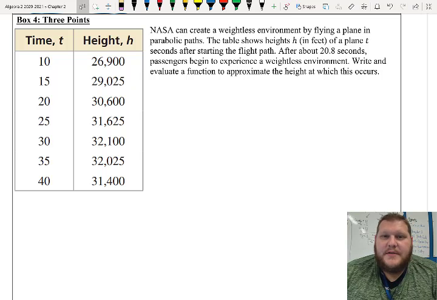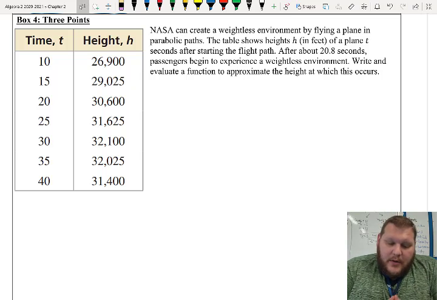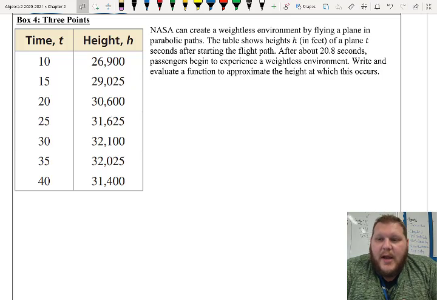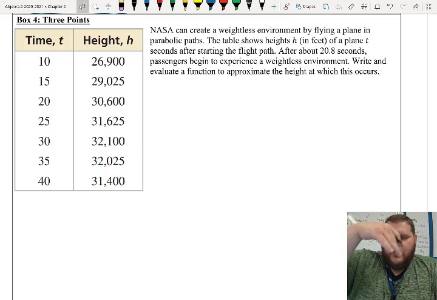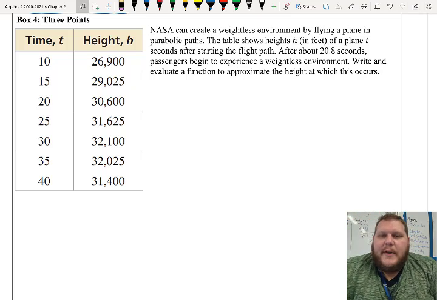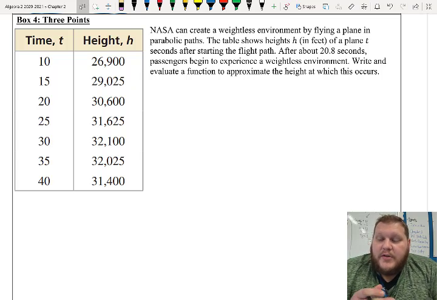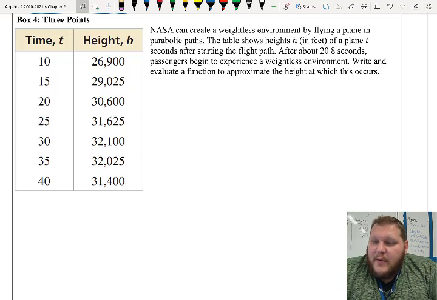All right, so for box 4, our very last one, we are working with a lot of information. We're given that NASA can create a weightless environment by flying a plane in parabolic paths. So kind of going up, reaching the peak, and during that peak, it creates this weightless environment. The table shows h, which is height in feet of the plane, t seconds after starting the flight. After about 20.8 seconds, the passengers begin to experience a weightless environment. Write and evaluate a function to approximate the height at which this occurs.